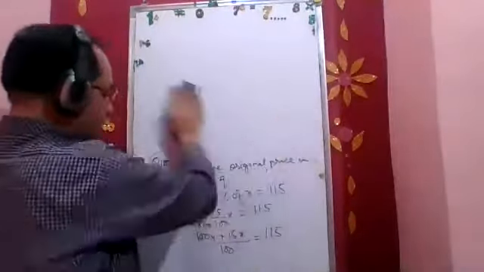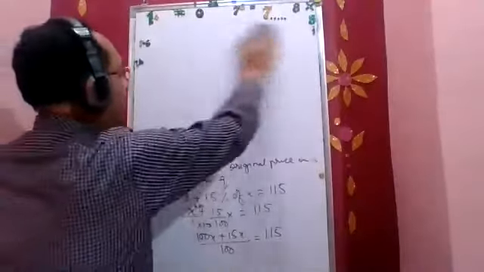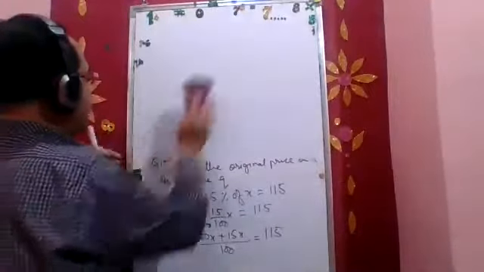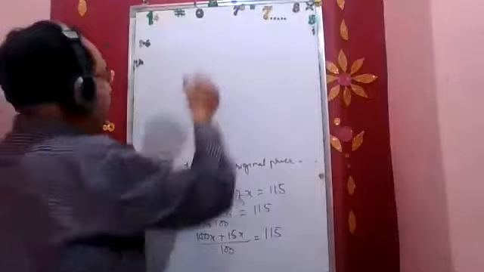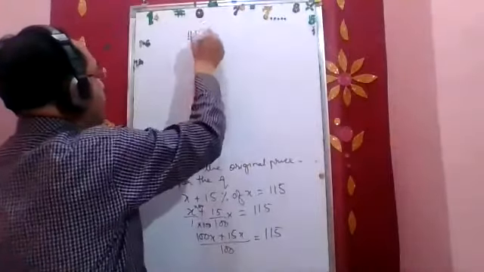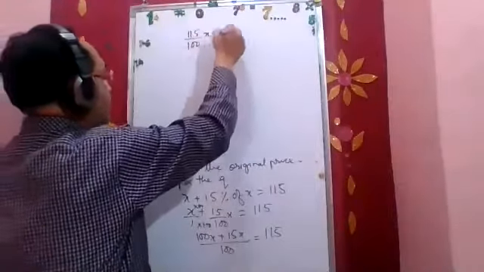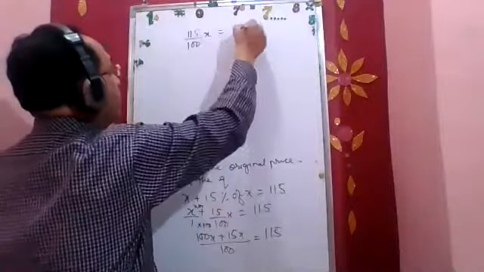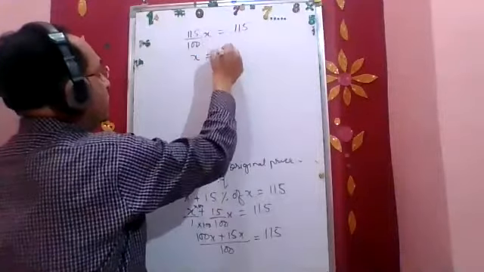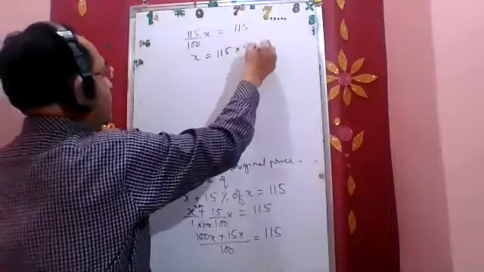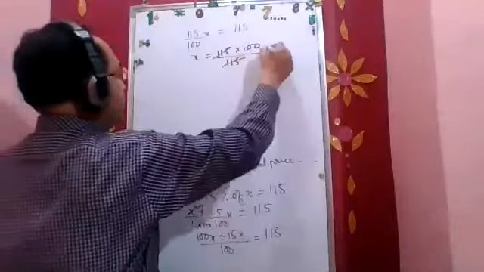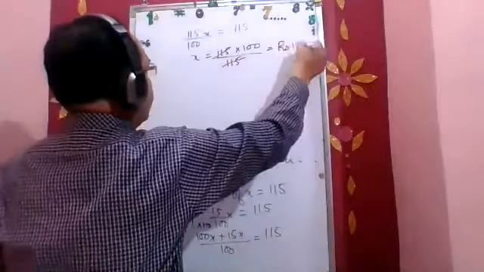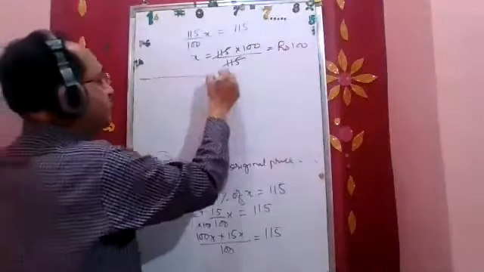115 upon 100 will come. And when you shift 115 and 100 to the other side, then we'll take the reciprocal. Once you take the reciprocal, x is equal to 100 upon 115 times 115, with 1 coming in the denominator. So x is equal to 100. The original price of the sari would be 100.